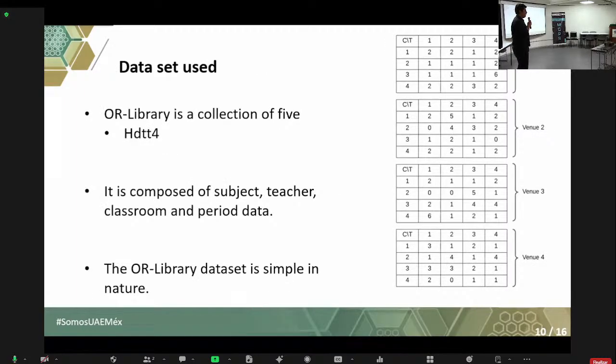The dataset used for this work is the OR library, specifically the HTTT4. That is a simple dataset, a representation of the set. In this case, we only have 4 venues, and we have teachers, subjects, and periods. For example, in venue 1, teacher 1 gives subject 1 two times. The reason for using it is that it is simple and useful for testing the algorithm.